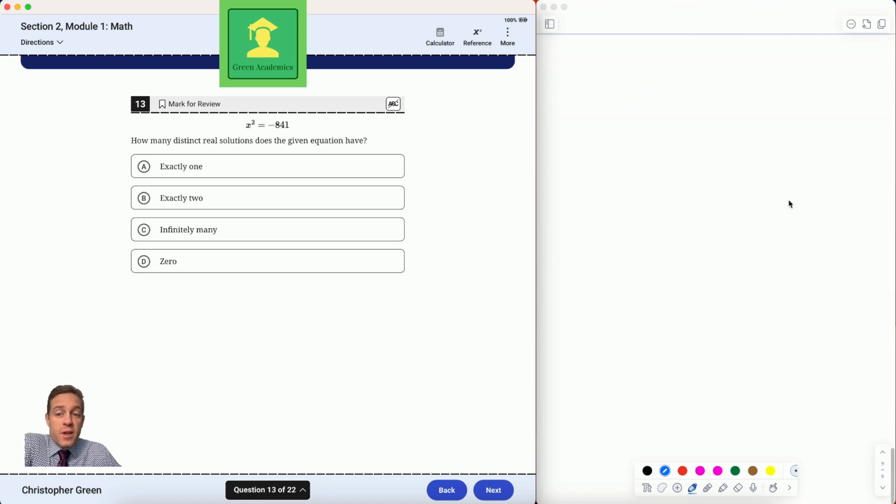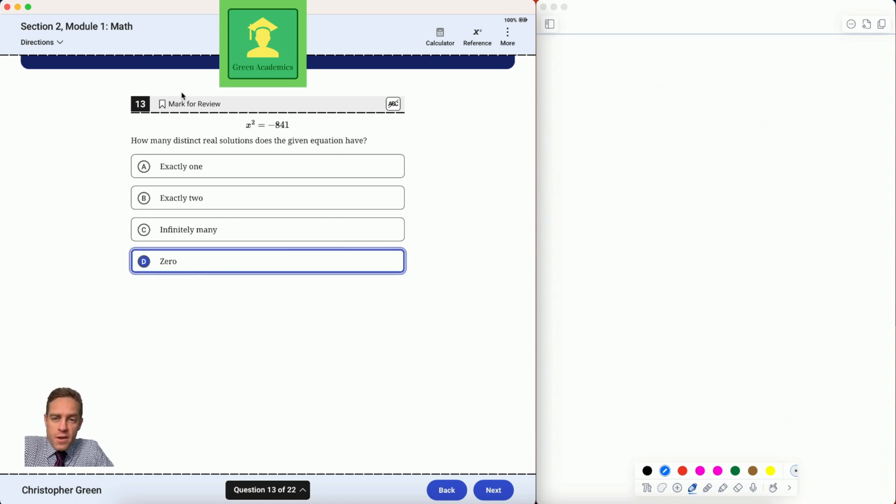How many distinct real solutions does the given equation have? That x squared is negative 841. The answer is none. There's no real number where when you square it, you get a negative. So the answer is none, which is 0.